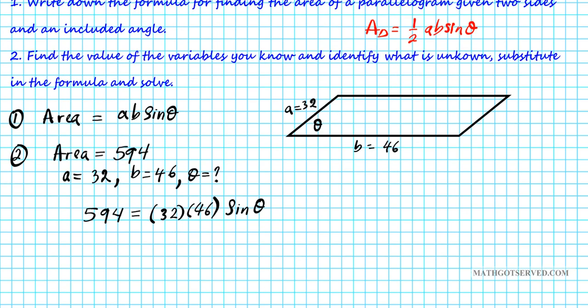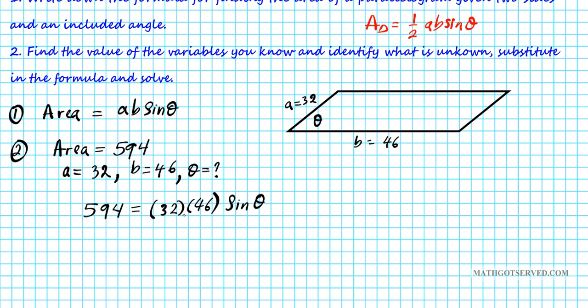All right. Okay, let's go ahead and solve this equation. We can multiply 32 and 46. That will give us 1,472 sine theta. And go ahead and divide both sides by 1,472. We want to isolate theta, okay? That's the plan here. Now, if we divide both sides by 1,472, we're going to have sine theta.